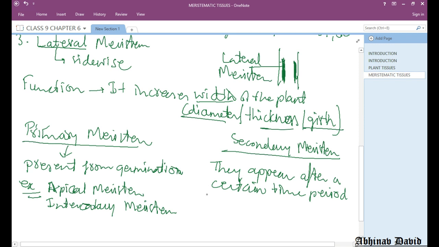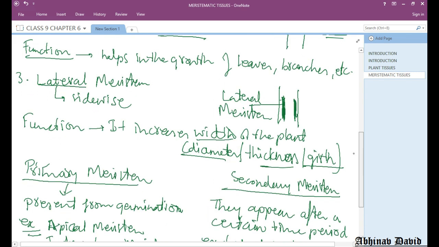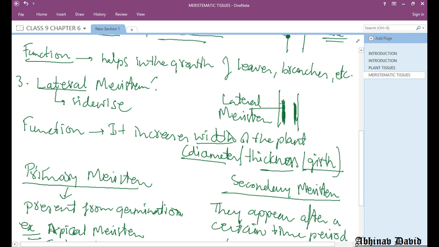Now let us talk about secondary meristem. An example of secondary meristem is lateral meristem. Lateral meristem appears after a certain time period, and this causes the thickness of the plant. Lateral meristem has one more name, if you want, you can note it down. It is also called cambium. Let me write here: lateral meristem is also called as cambium.